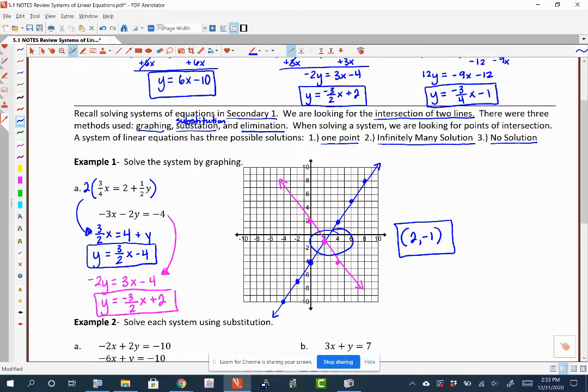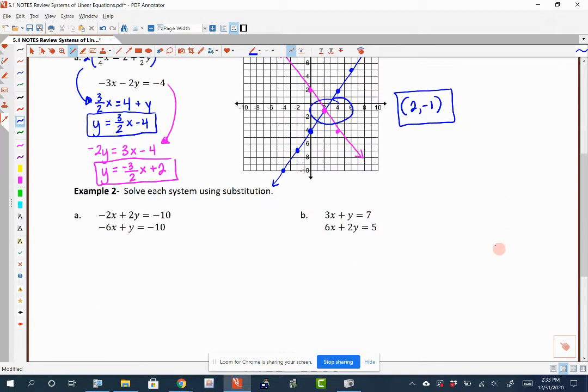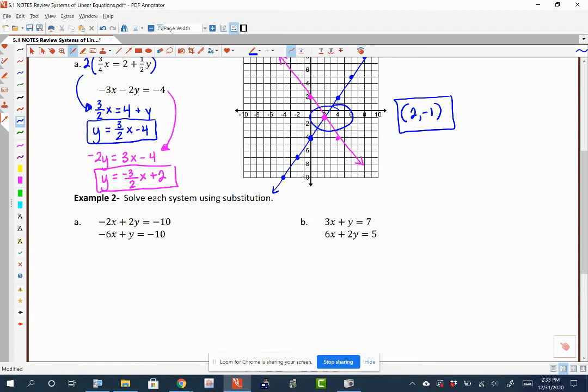It's where they intersect. Let's try a next method, example 2, using substitution. So substitution we've done several times. Substitution means taking something out and putting something equal in its place. So a lot of times people will look for an equation that they can solve for either x or y.